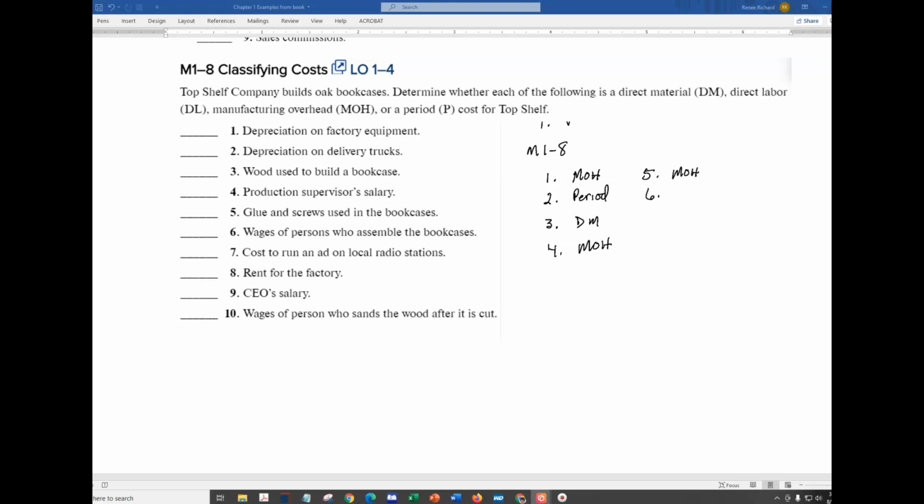6. Wages of the persons who assemble the bookcase. Oh, now we know these people are working directly on the bookcase. So that's direct labor. It's a product cost and it's direct labor. 7. Cost to run an ad on a local radio station. Well, probably advertising, right? That's not a product cost, so that would be a period cost.